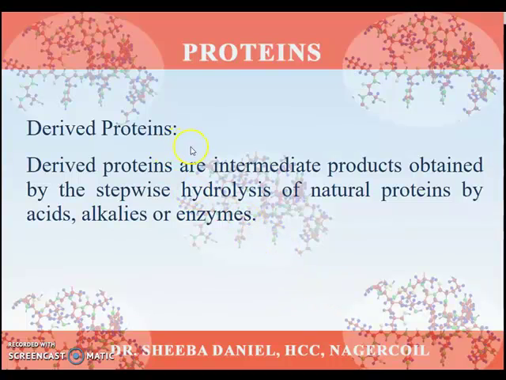Depending upon the nature of the prosthetic group, conjugated proteins are further divided into 6 groups. The next is the derived proteins. Derived proteins are intermediate products obtained by the stepwise hydrolysis of natural proteins by acids, alkalis or enzymes.